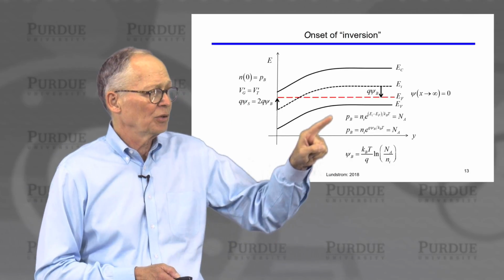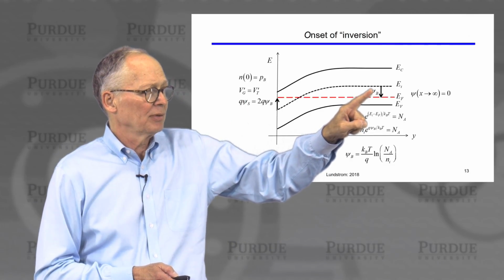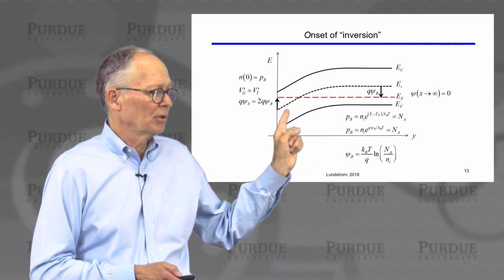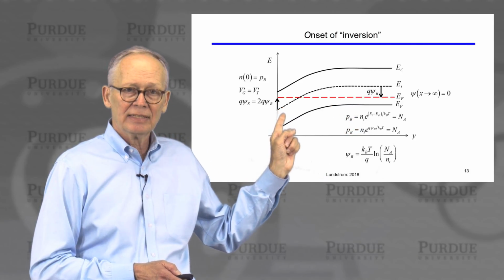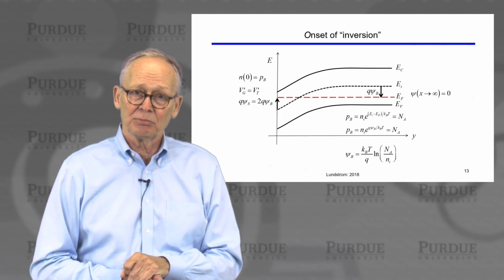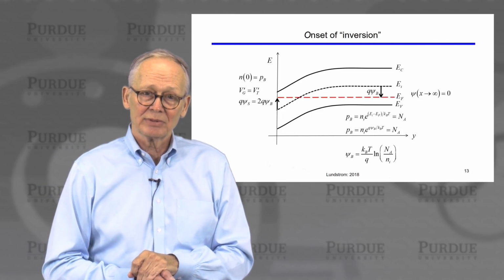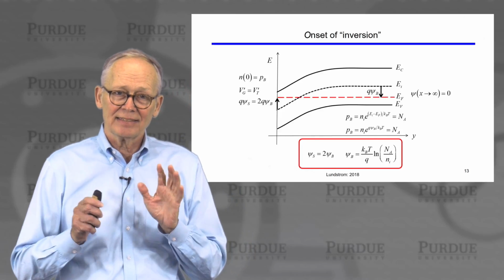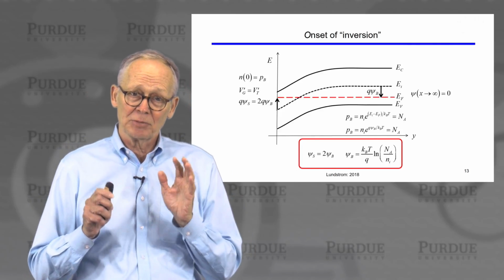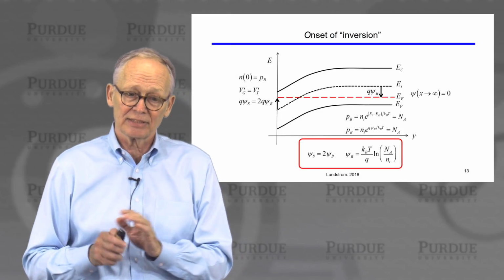And you can see that in order to do that, we have to pull the Fermi level as far below the Fermi level at the surface as it was above the Fermi level in the bulk. That requires a band bending of 2 times psi b. That's the criterion for inversion.